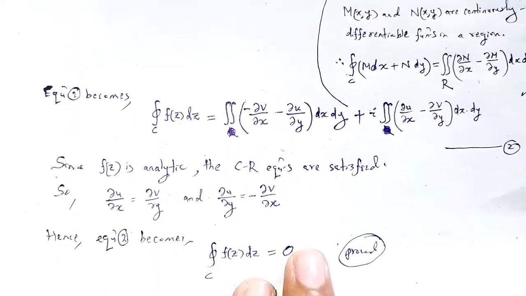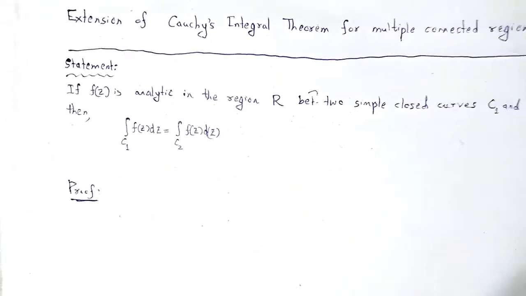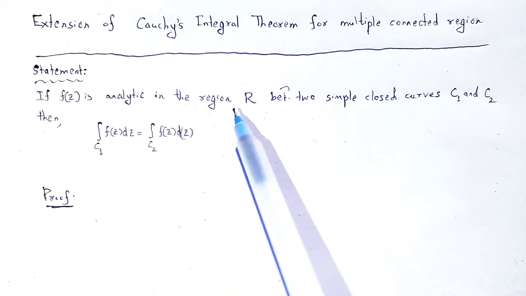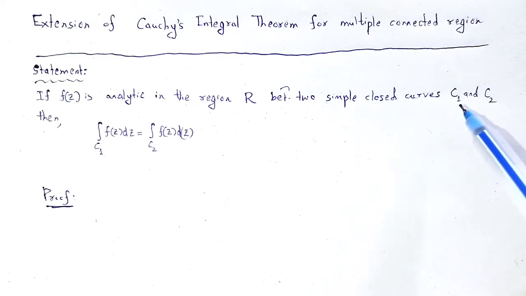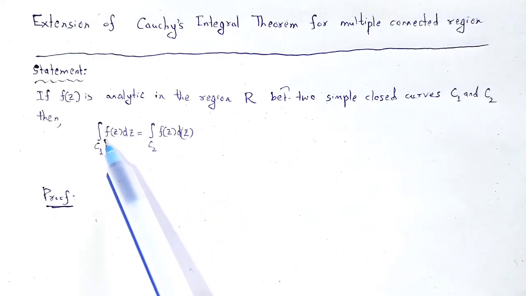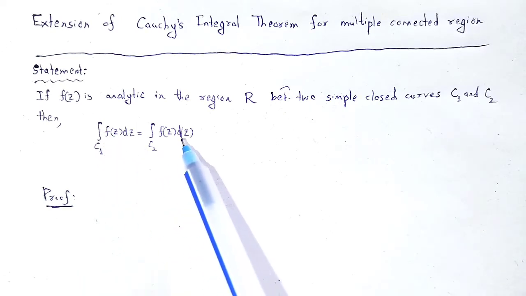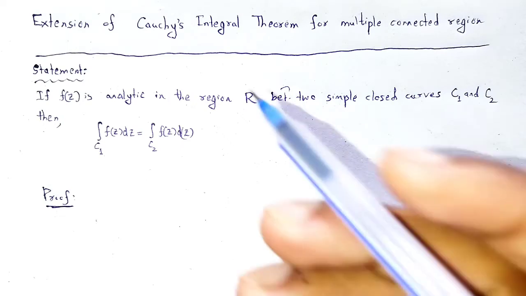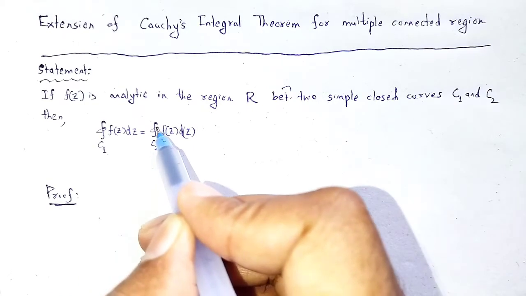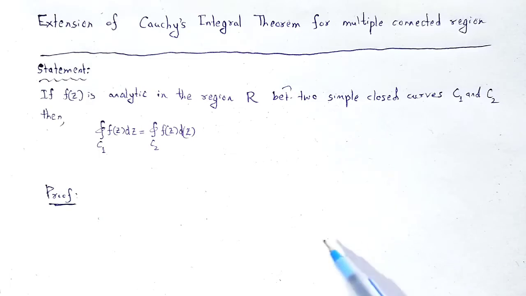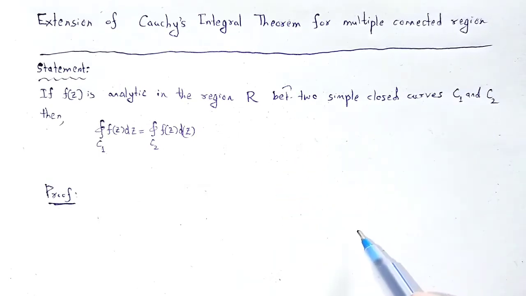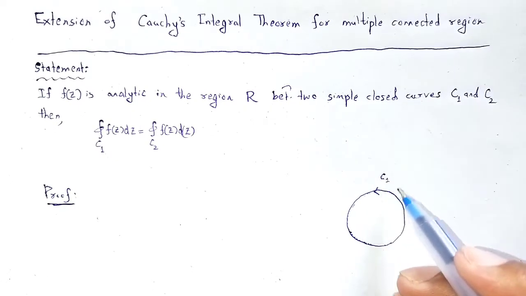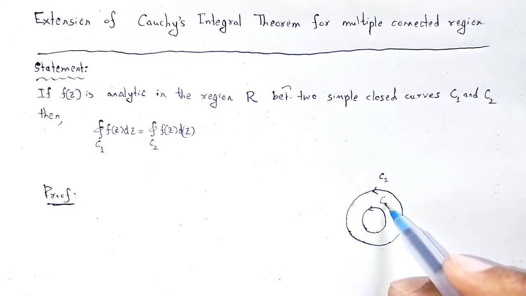Now we extend Cauchy's theorem to multiply connected regions. Extension of Cauchy's integral theorem for multiply connected regions: if f(z) is analytic in a given region R between two simple closed curves C1 and C2, then the integrals ∮_C1 f(z) dz and ∮_C2 f(z) dz are the same. How do you prove it? We take a doubly connected region bounded by C1 and C2.